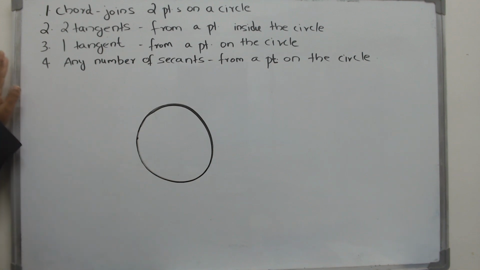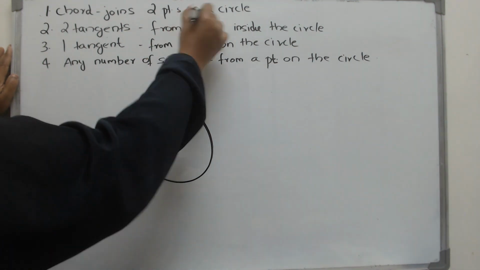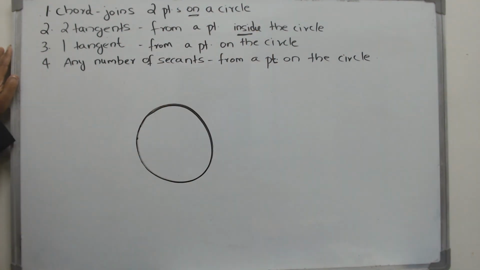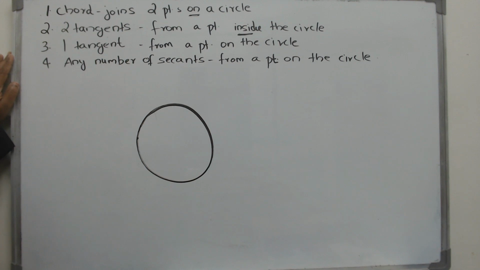Here we are given 4 statements related to circles. We need to find which is the incorrect one in this question, not just maths. Watch out for English grammar. Keep an eye on their prepositions, on and inside. Keep an eye on that. That is what is going to help you.